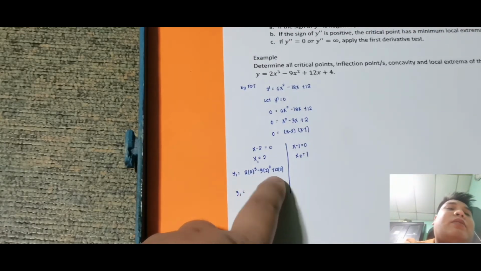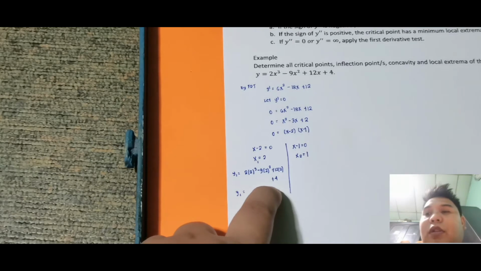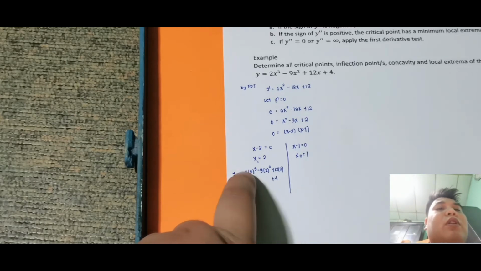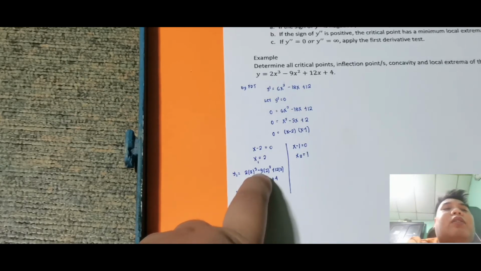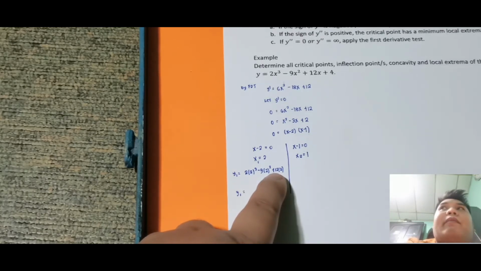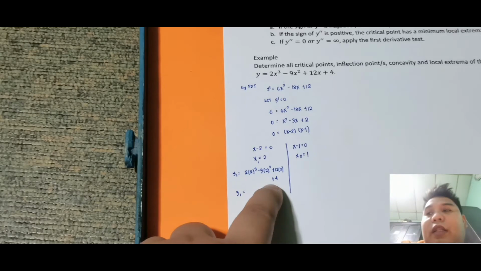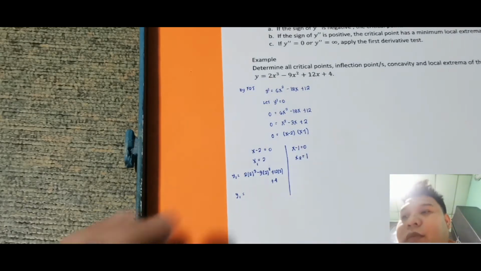So 20 plus 24, that's 4. So I think that is tama ba? 4 plus 4. Sige nga, so 16 minus 36, negative 20. Negative 20 plus 24, that's 4. 4 plus 4 is 8. Okay, so I guess 8 siya. Okay, so tama, 8 siya.